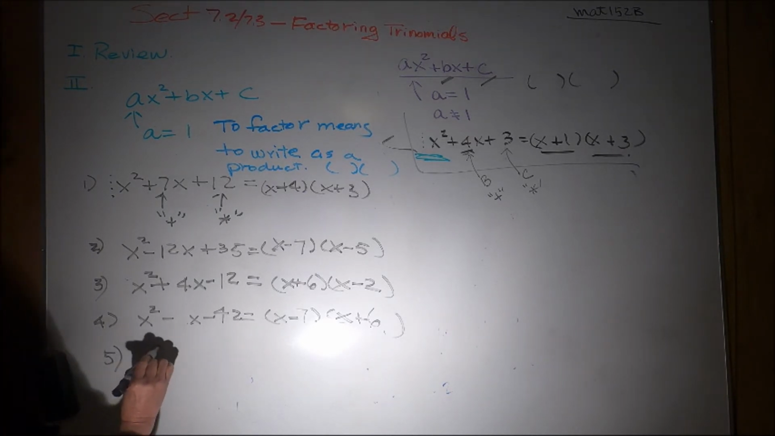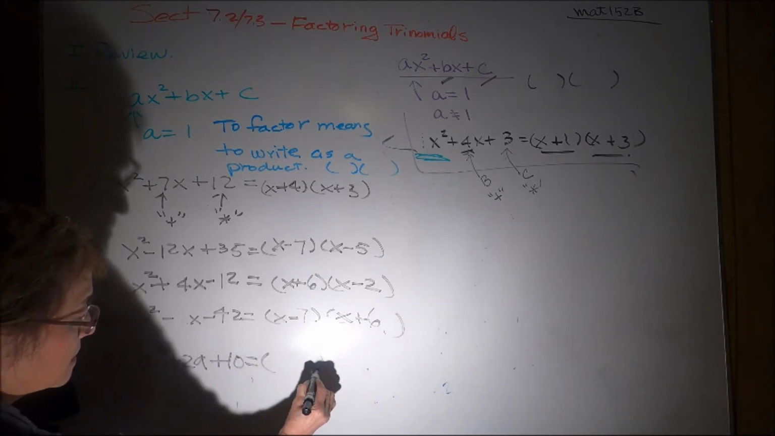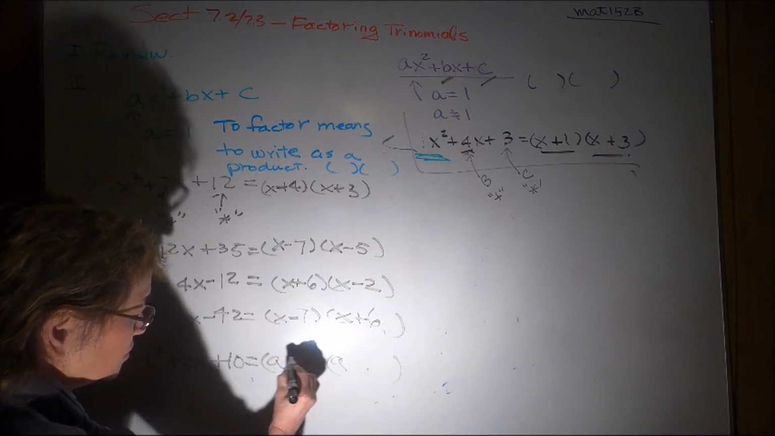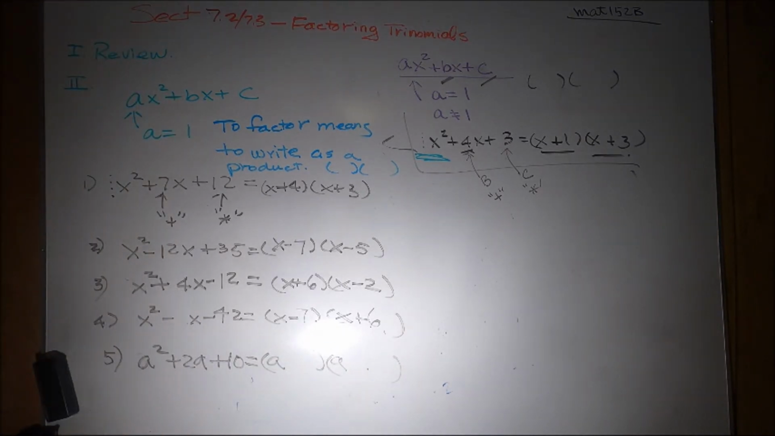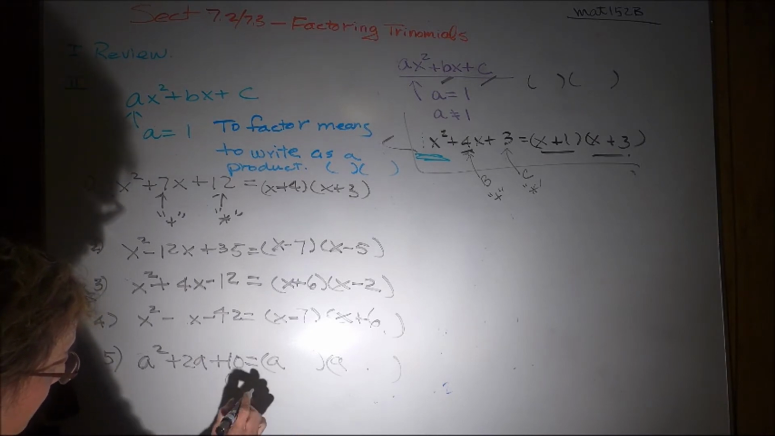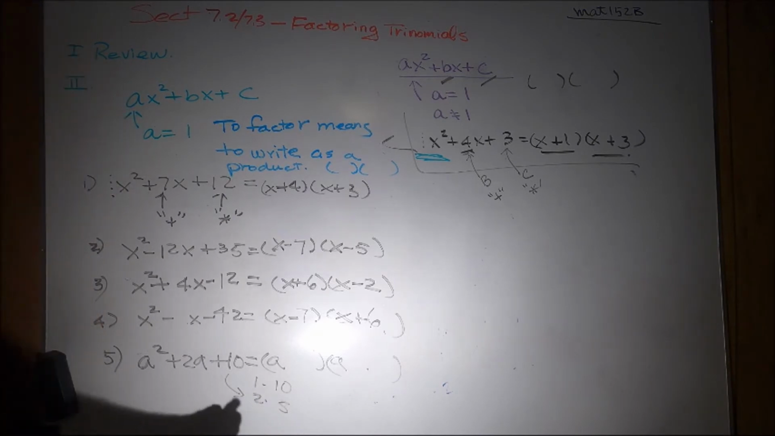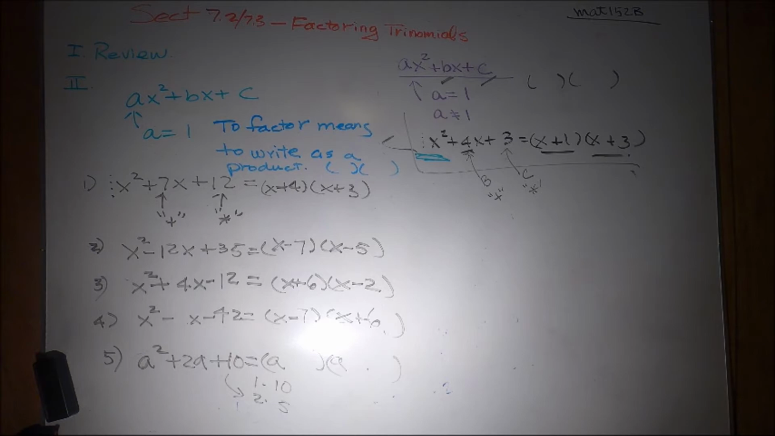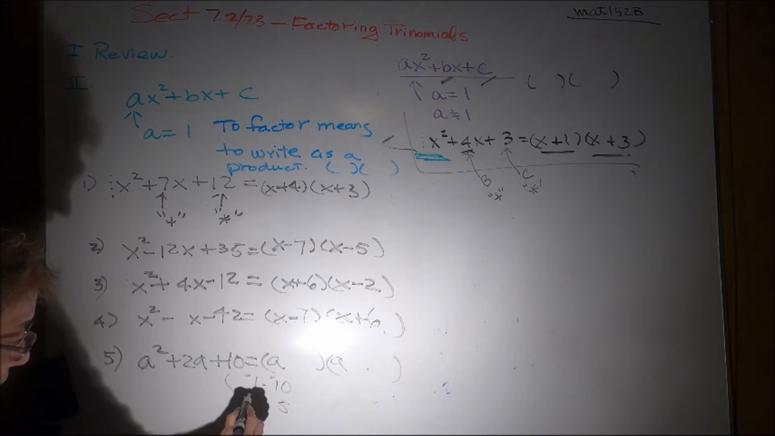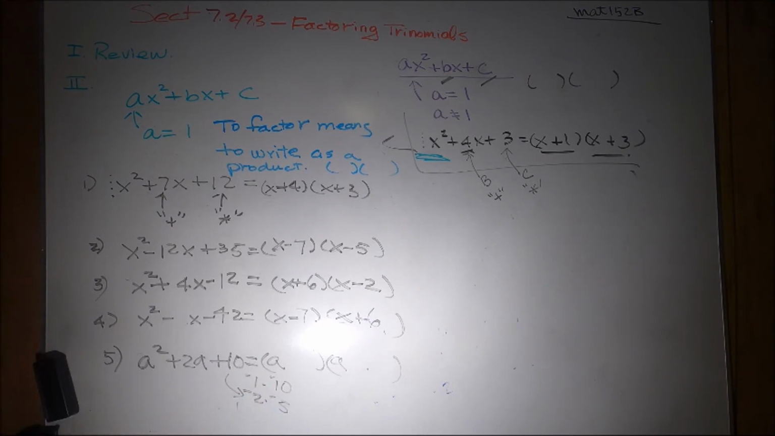Then look at the next one. If I have a squared plus 2a plus 10, then that means I can put a and a here. Multiply together is a squared. How about 10? It can be what? 5 times 2, 1 times 10. Doesn't matter if they are positive or negative, when you add them together it will not be 2.